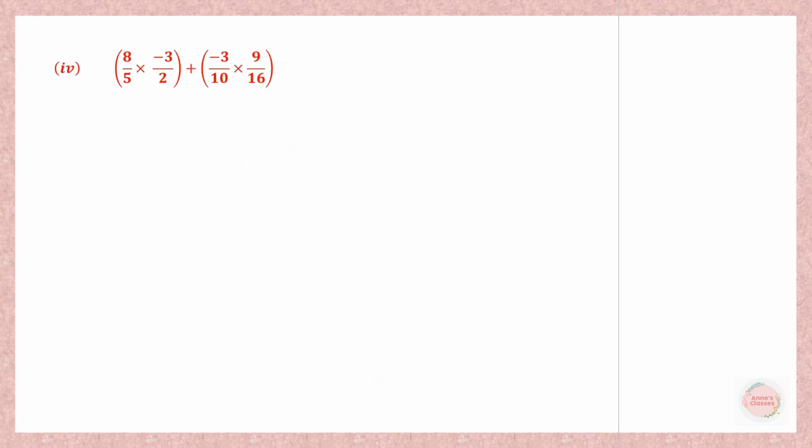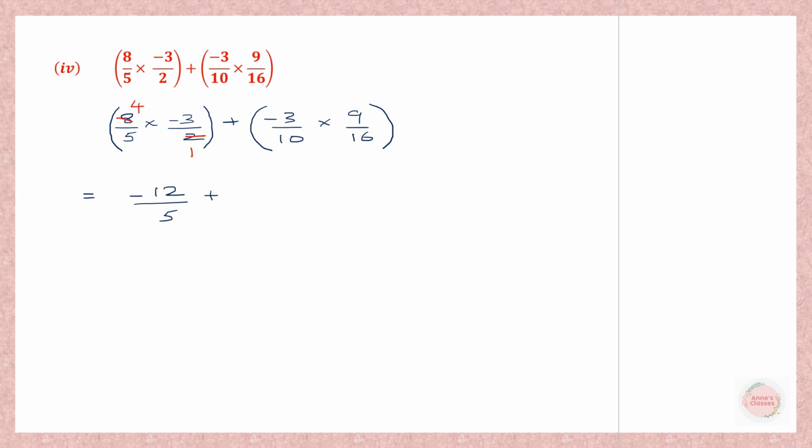Question 4. Let's write this down. 8 by 5 into minus 3 by 2 plus minus 3 by 10 into 9 by 16. Now here let's see what we can cancel. We can cancel 2 and 8. So let's do that. 2 ones are 2 and 2 fours are 8. Let's multiply the numerators. 4 into minus 3 is minus 12 and 5 into 1 is 5. Plus, let's go to the next one.